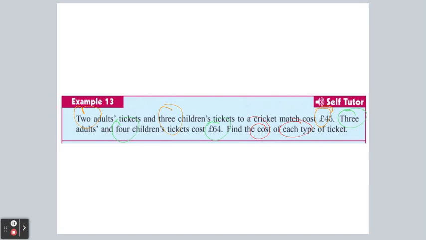2 adults, 3 children, 45. 3 adults, 4 children, 64. Doing this means that when I'm reprocessing into equations, I'm not reprocessing the question each time. I'm looking at it and going, okay, I'm linking these three things. I'm linking these three things, etc.